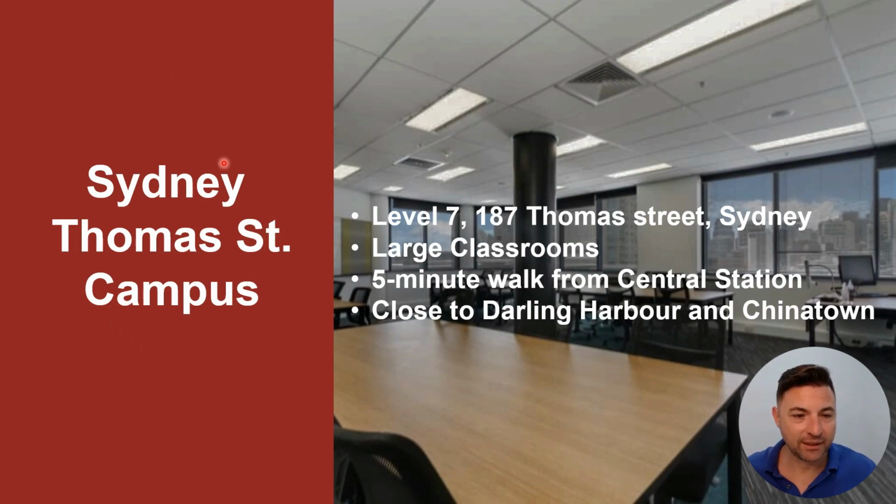The Sydney Thomas Street campus. So for those students who are studying in Sydney, we have a campus on Thomas Street, and it's a really large campus with really spacious classrooms, lots of light in there, but it is 5 minutes away from the main campus, and it's about a 5 minute walk from Central Station. So it's very close to Central Station if you're in Sydney, and it's on level 7 of 187 Thomas Street. As I said, the classrooms are large, and it's really close to Darling Harbour and Chinatown.